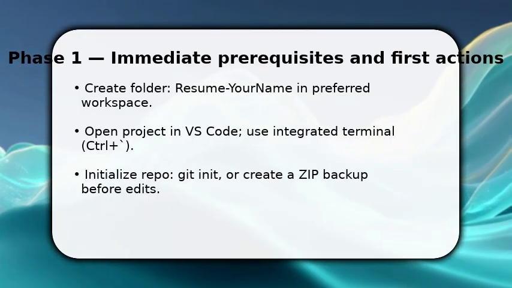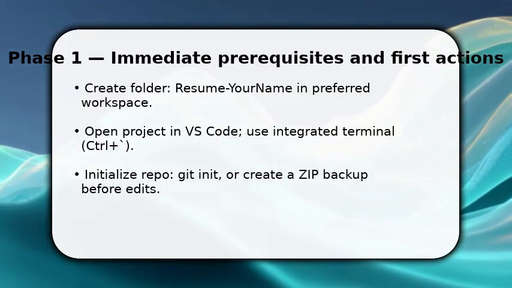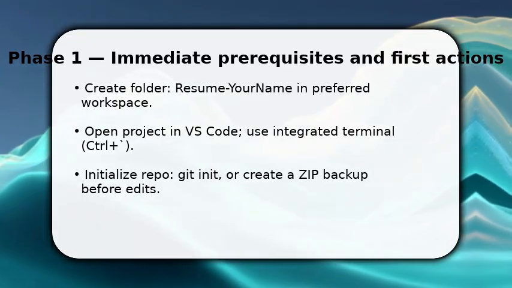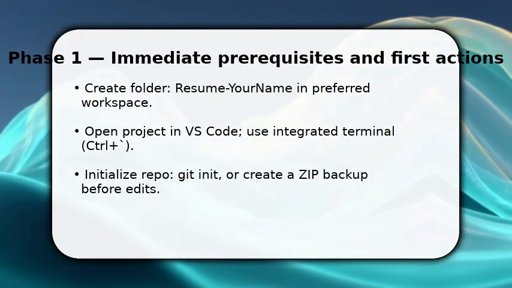You open VS Code and create a dedicated Resume Your Name folder so files stay organized. This prevents accidental edits later. Once done, open the integrated terminal with Control+ and initialize Git if you want version control. Git init is quick and reversible.